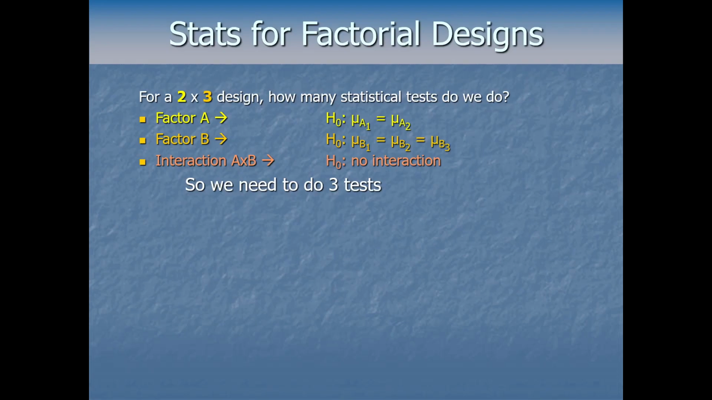Or have our stats program do it for us, whatever. But we need to look at the results of 3 statistical tests, meaning we need to find 3 p-values, and for each one, choose whether to reject the null or not reject the null.